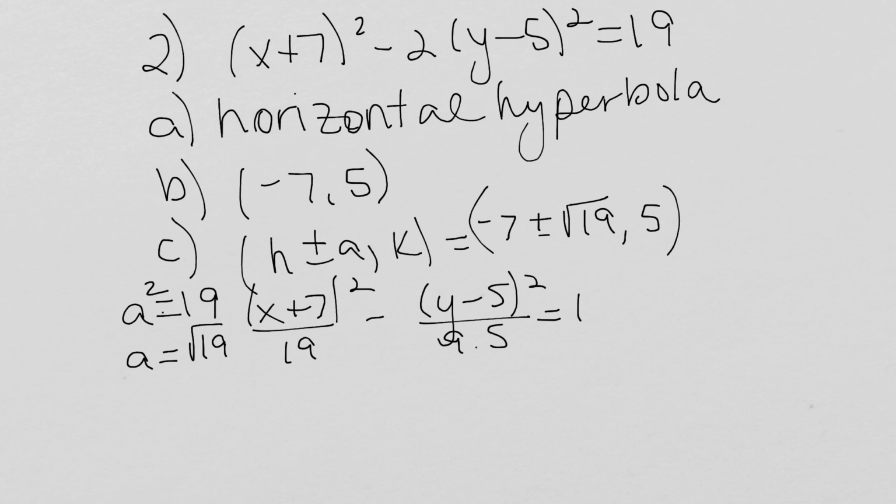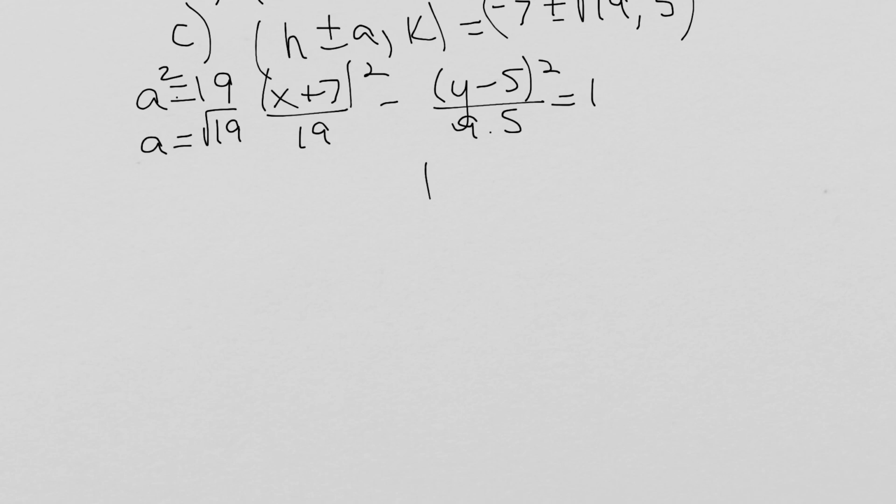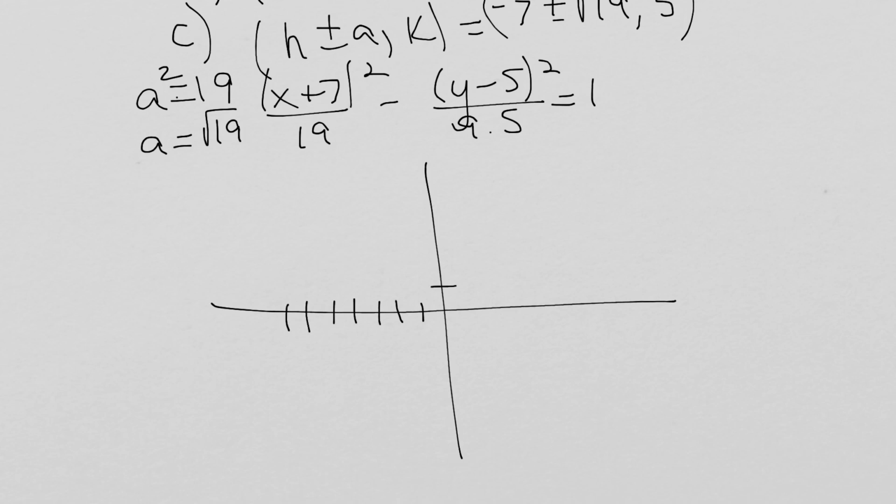The next thing that it asks us to do is to graph this equation. So make our axes. We're going to go -7: 1, 2, 3, 4, 5, 6, 7. Up 5: 1, 2, 3, 4, 5. And then we know that the square root of 19 is about 4: 1, 2, 3, 4 to the left and 4 to the right.